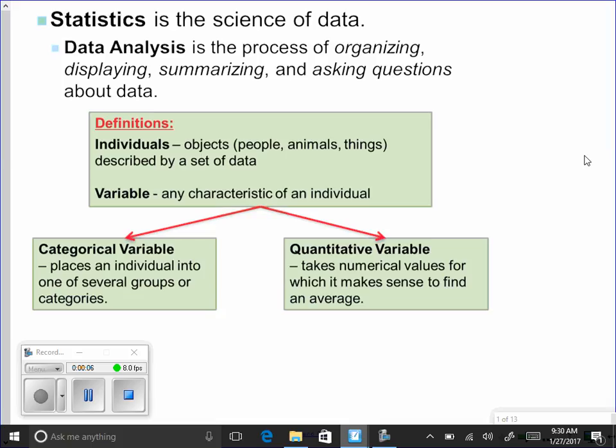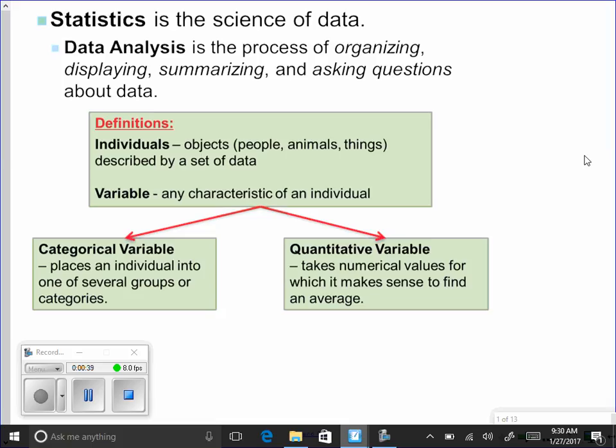This is our first lesson, and I just want to introduce you to the topic of statistics. Hopefully you've been reading and you've learned that statistics is the science of data. There is an overwhelming amount of data available to us. To help that data speak, we have to do data analysis, which is the process of organizing, displaying, summarizing, and asking questions about data. During this class, we're going to learn how to analyze data.